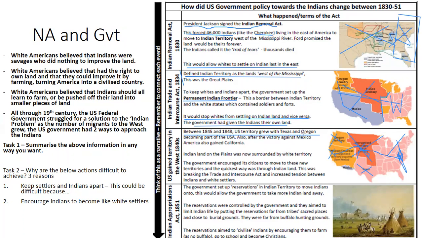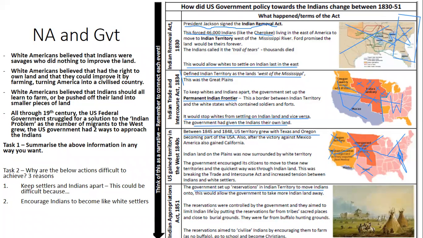And then in 1851, you got a very, very important piece of legislation known as the Indian Appropriation Act. This is where the government set up reservations in Indian territory to move Indians onto. So the Indian territory, this red part here, had little plots of land set up where Native Americans were basically told to stay. Each tribe would be told to stay in certain areas.